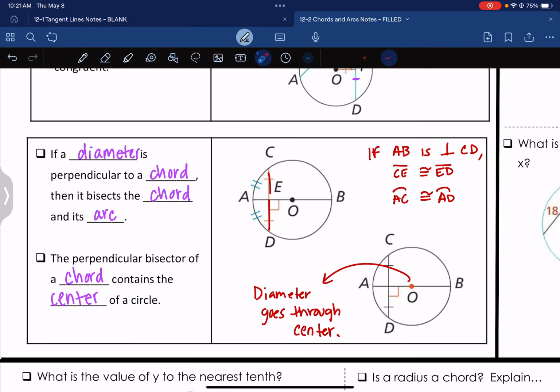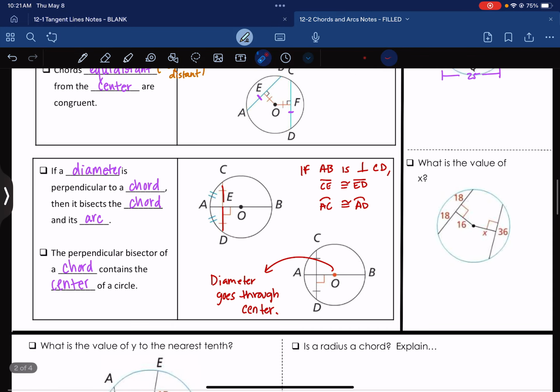And then the perpendicular bisector of a chord contains the center. So whatever is bisecting will always have the center on it because it's the diameter.